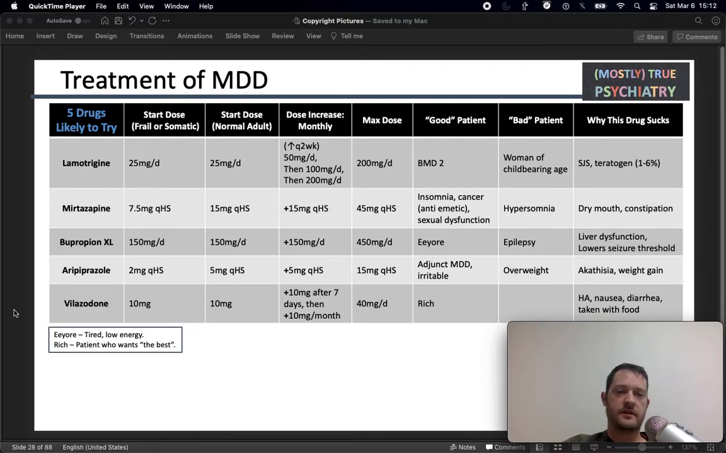Aripiprazole, and it's stimulating. So aripiprazole, it has a really, really low dose, 2 milligrams or 5, and you're shooting for 15, really. You go up in 5 milligram increments. You go 2 milligrams to 5, and then 5, 10, 15. It should just be an adjunct.